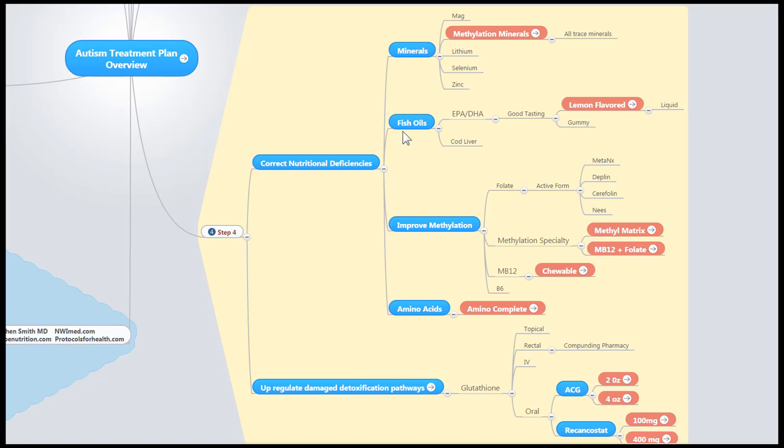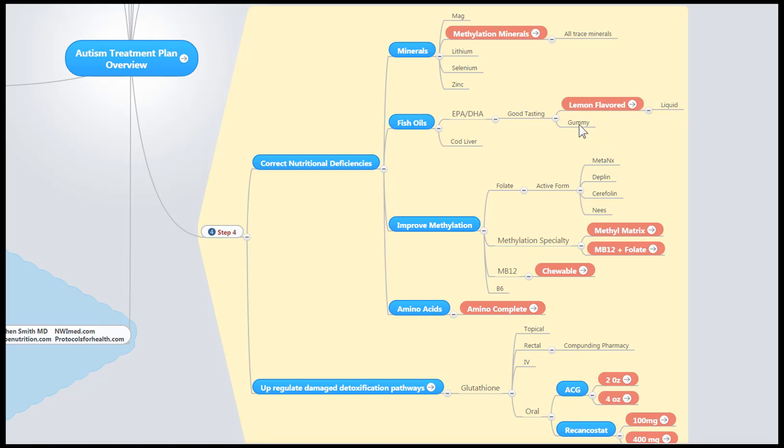Fish oils. Fish oil, the brain is made of these fatty acids. EPA for function, DHA for structure. The problem is fish oil is not very good tasting. So we have one. This is lemon flavored. It's very good. We've only found one person that didn't like it.